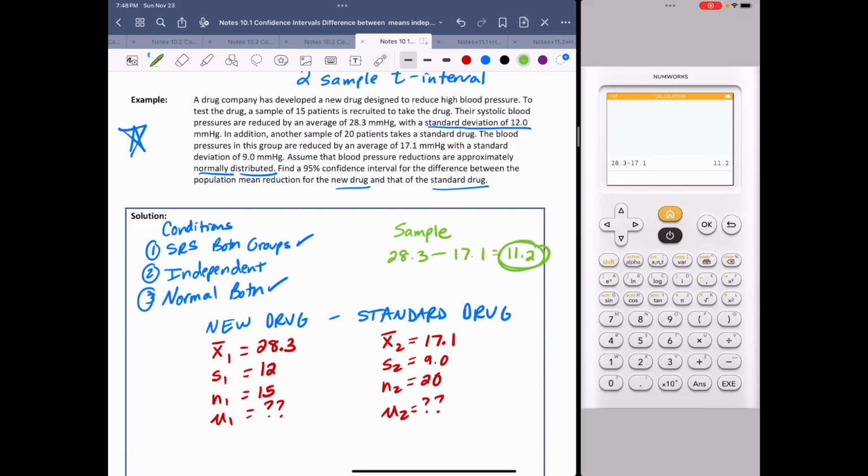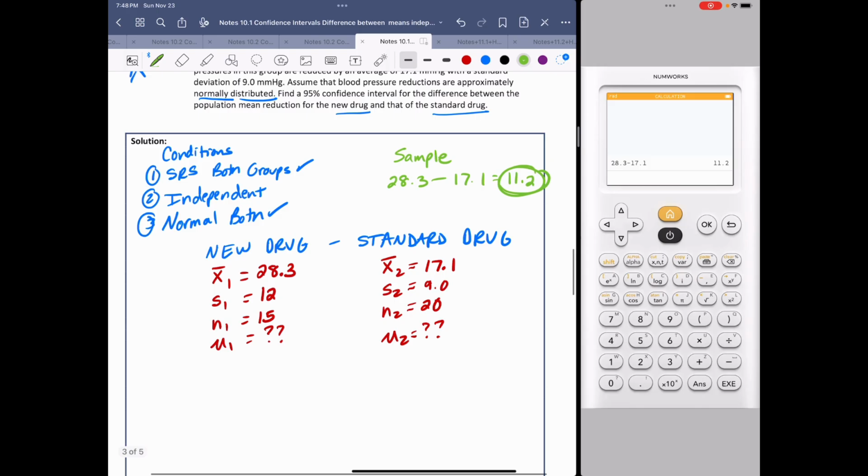But I need to figure out, okay, what happens with the population? And that's where your margin of error comes in. Remember when we talked about our other problems and we would say, like in an election, someone had 48% of the vote plus or minus 5? That margin of error makes a big difference, and that's what we need to find out. So here's my point estimate, 11.2, but what's my margin of error?